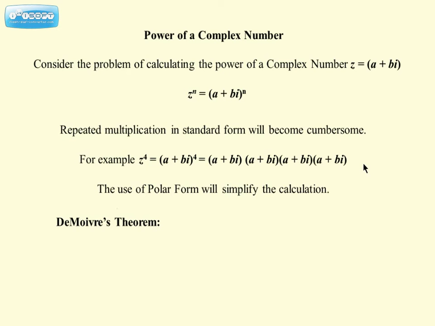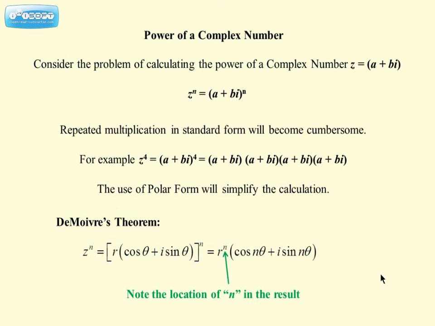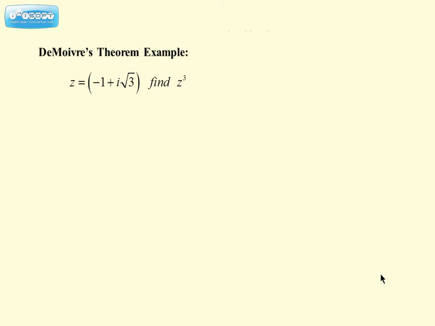De Moivre's theorem states that when you raise a complex number in polar form to the exponent n, you raise the moduli to the exponent and then multiply the arguments by n. I want to emphasize that you pay special attention to the location of the exponent n in the result. Let's look at an example.